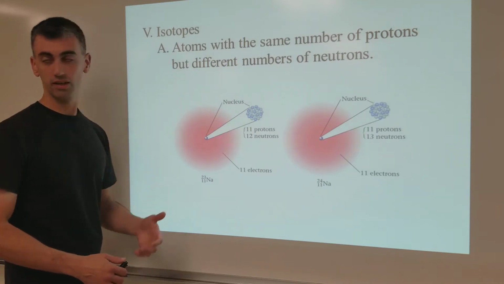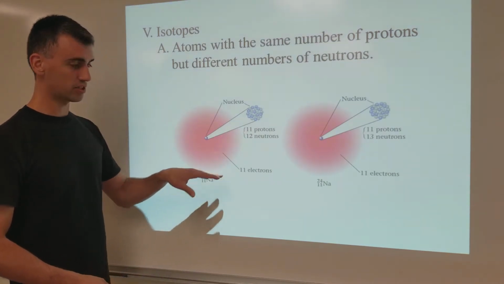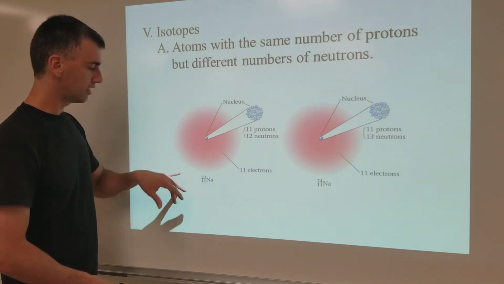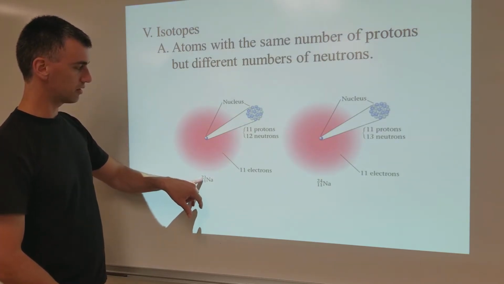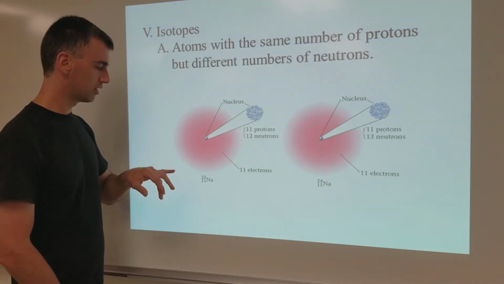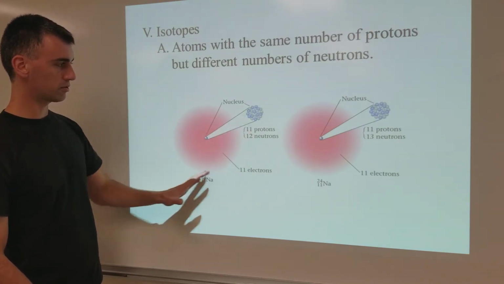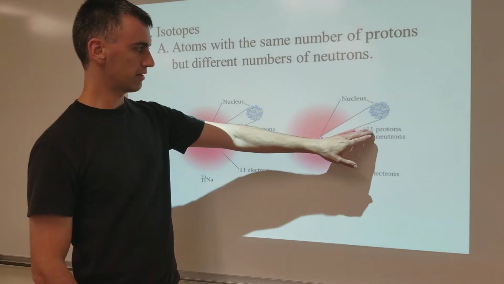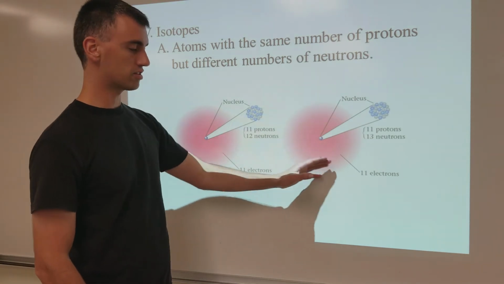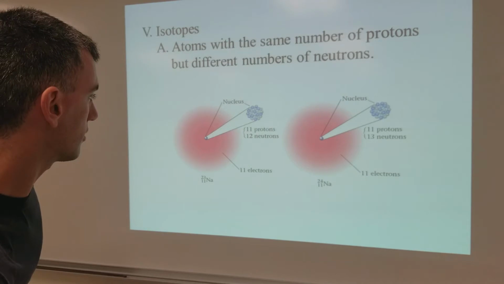Maybe neon, maybe element 12, which is magnesium. Anything with 11 protons is sodium of some kind. Here we see sodium with 12 neutrons. Here we see sodium with 13 neutrons in the nucleus. So we add these together. 11 plus 12 makes 23, so we're going to call this sodium 23. Here we say 11 plus 13 makes 24, so we're going to call it sodium 24, because there's 24 things in this nucleus, 23 things in this other nucleus.